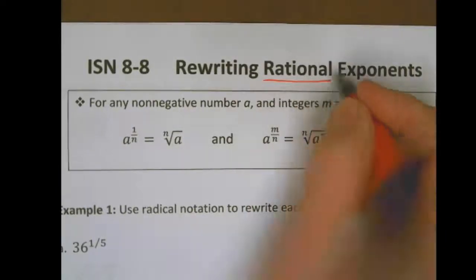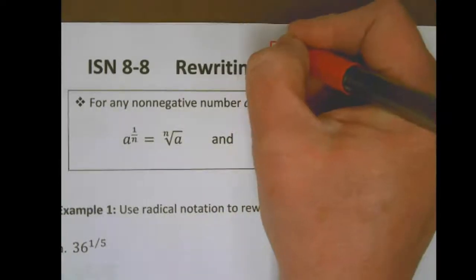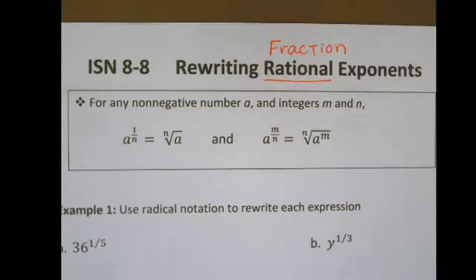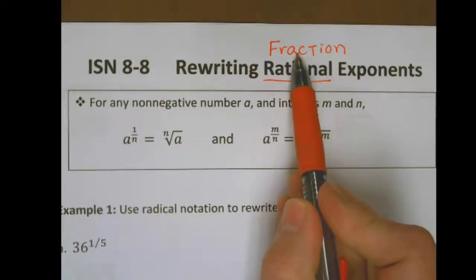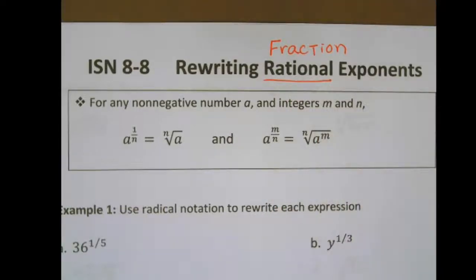This kind of exponents, what does that word rational mean? So right above that word rational, write the word fraction. The definition of rational is a number that can be put into the form a over b, where b is not equal to 0. If it's in the form a over b, it is a fraction. And so rational exponents means fractional exponents.